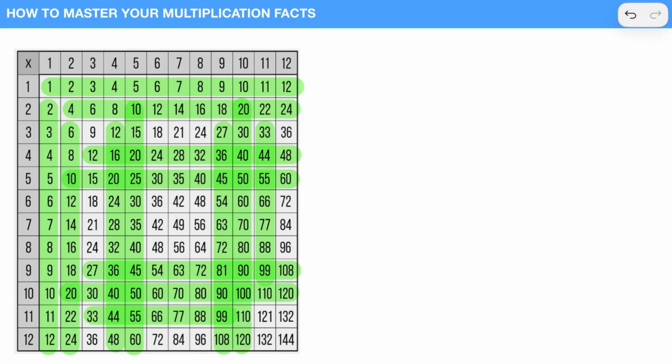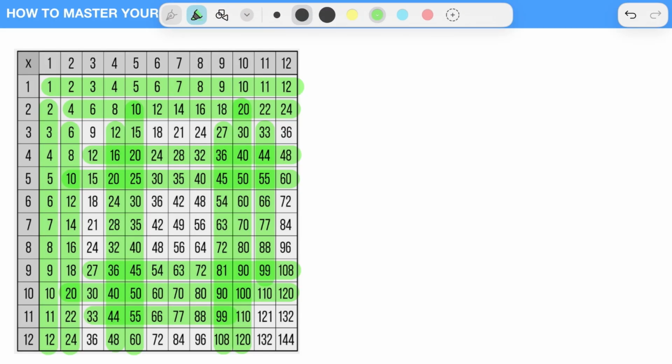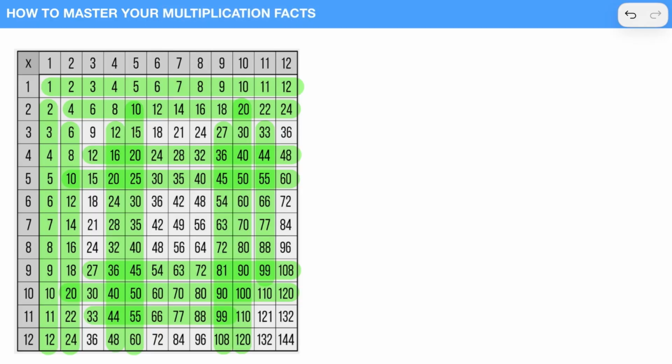What's our next one? Let's talk about our next one. 12 facts. 12 facts are pretty similar. Let's consider an example again. Let's go 12 times 6. All right, 12 times 6. The way I want you to think about this is it's going to be 10 times 6 plus 2 times 6. Similar to how we did 9.